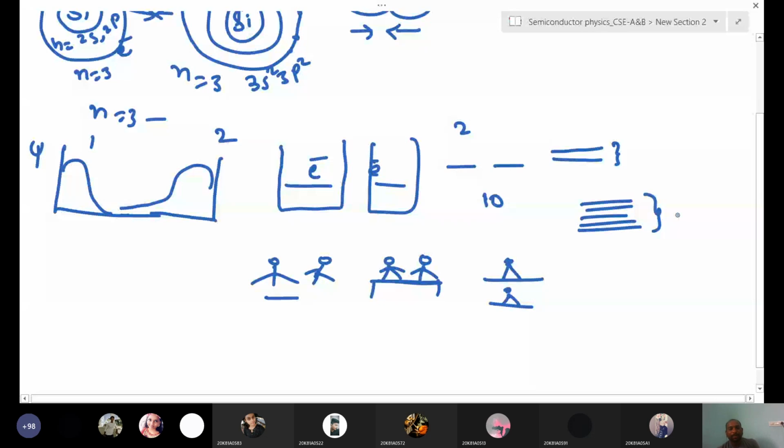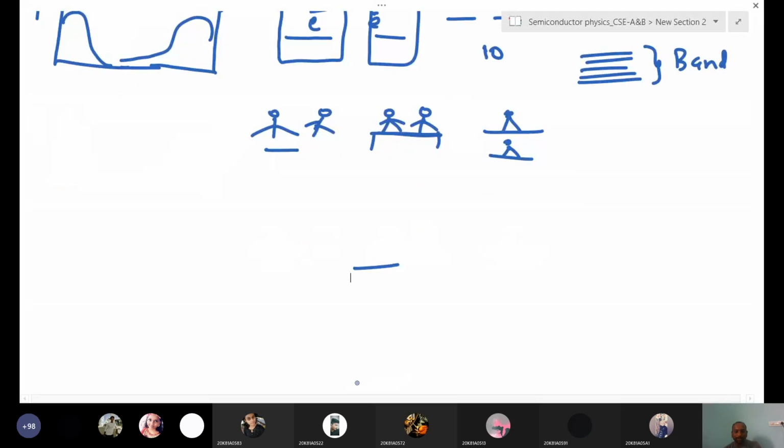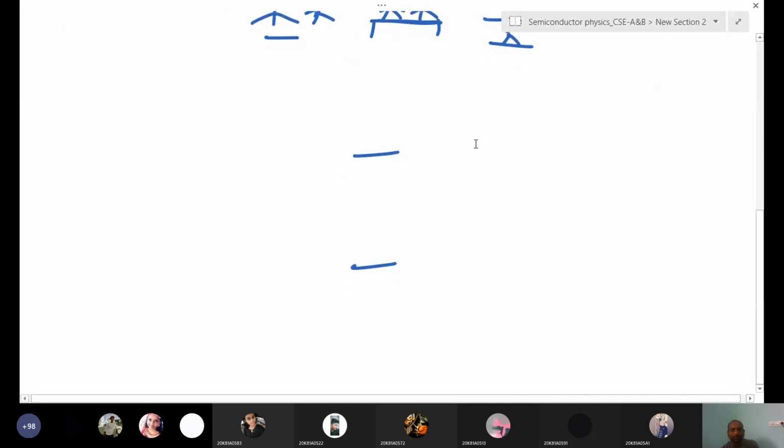That we are calling a band. Like this, energy levels are forming in a semiconductor. Now we will see one more thing, by electronic configuration we will understand this. This may not come in the exam, but if someone asks how the bands are forming, you should be able to explain.